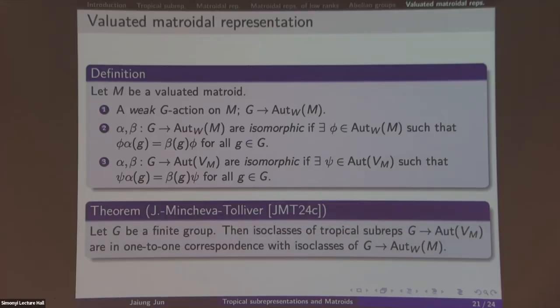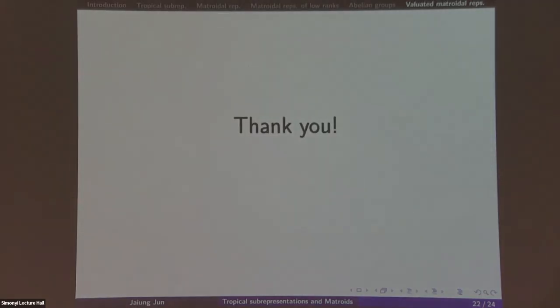And with this, what we were able to prove is that if you have a finite group, then there is a nice correspondence between isomorphism classes of tropical subrepresentations and isomorphism classes of weak G actions. The proof actually used a bunch of things in the paper, so I don't think I can explain it here. And I guess that's it. Thank you.